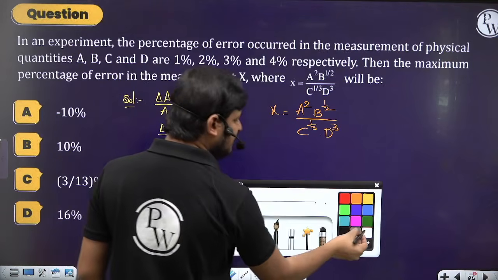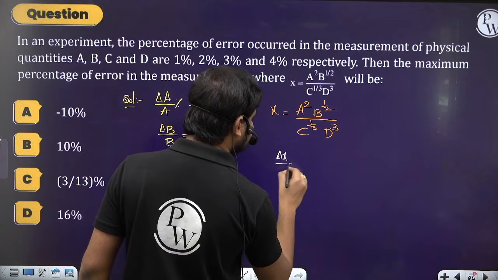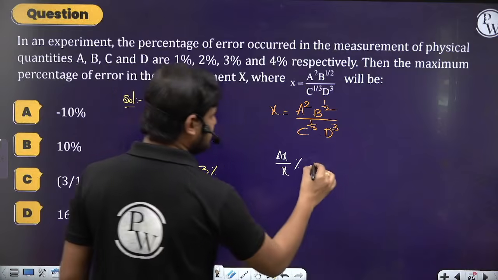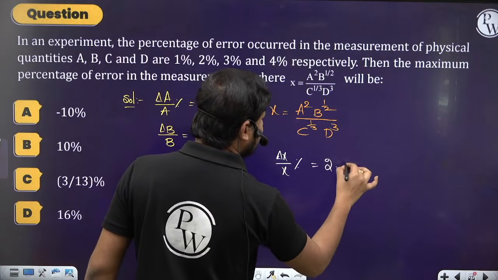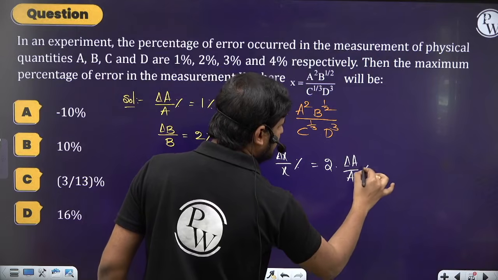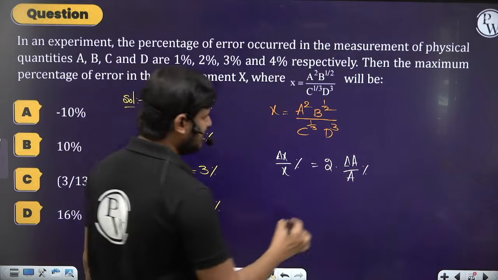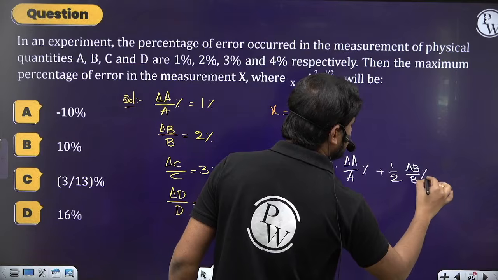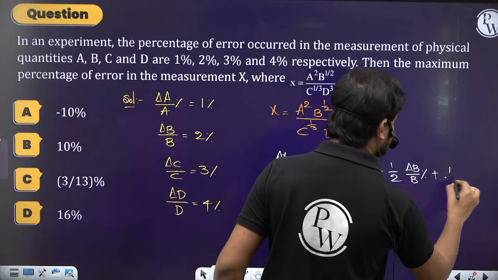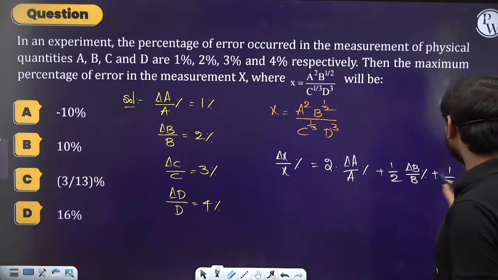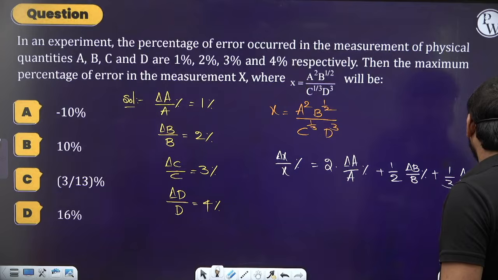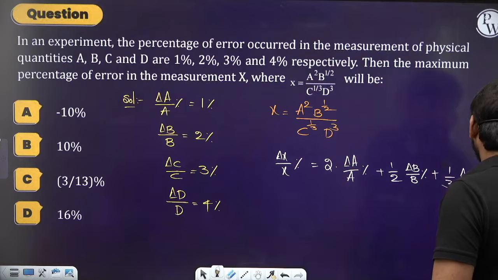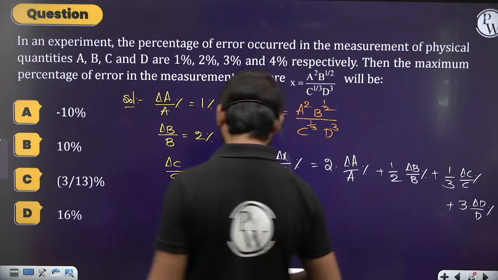So how do you find the error now? You know the procedure. The delta X by X percentage is equal to 2 into delta A by A percentage, since it is A to the power 2, plus half into delta B by B percentage, plus 1 by 3 into delta C by C percentage, and then D is to the power 3, so 3 into delta D by D percentage. Clear? Then simply substitute the values.